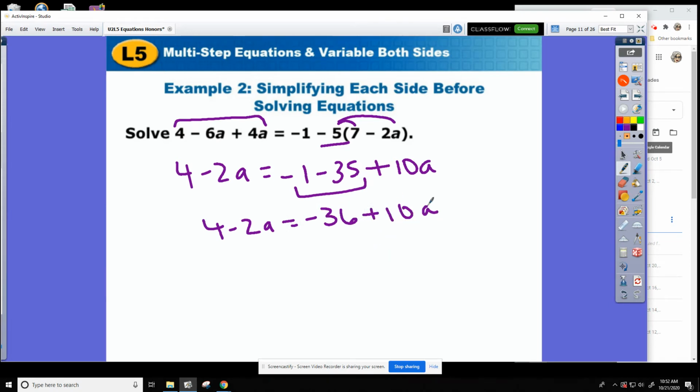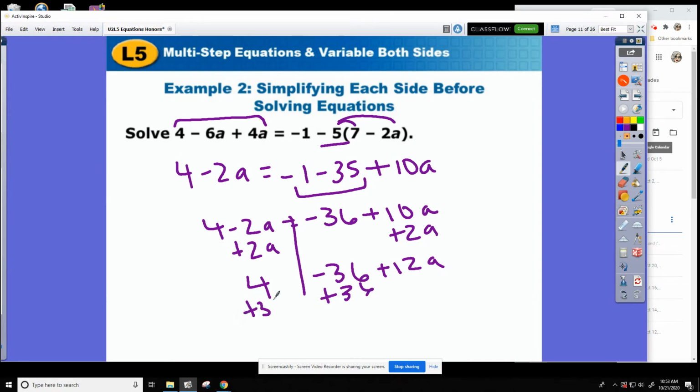Now, this side has a larger number of positives, so I'm going to move the 2a. Remember when I talk about sides, it's where the equal is. So I get 4, and this side I get negative 36 plus 12a. Now I move the 36. Now, whatever you decide to do first, so many options. You could move the 36 and then the 2. You could move the 10 and then the 4. We should all end up with the same answer.